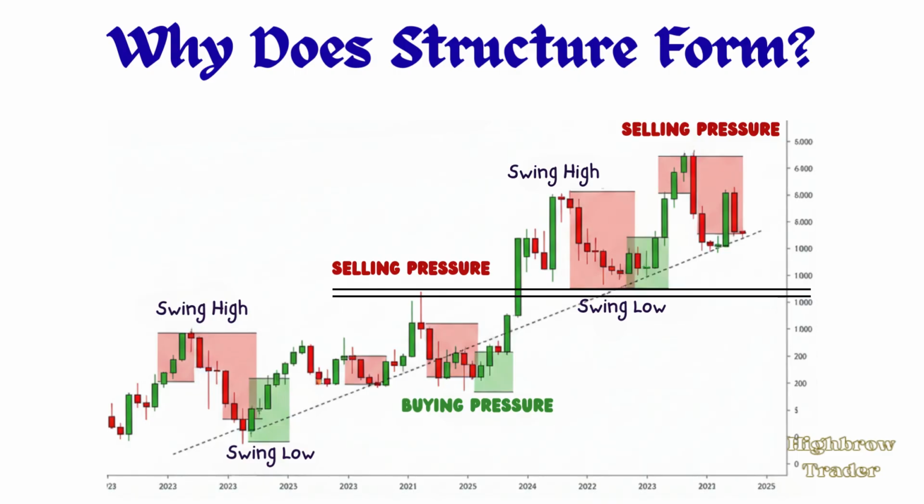Market structure forms because of imbalances between supply and demand. Swing highs often show where sellers enter the market, creating resistance. Swing lows reveal where buyers step in, providing support. These pressure points are what cause price to reverse or pause. Now, watch how these zones are highlighted on the chart. You'll start to see how price reacts around them.